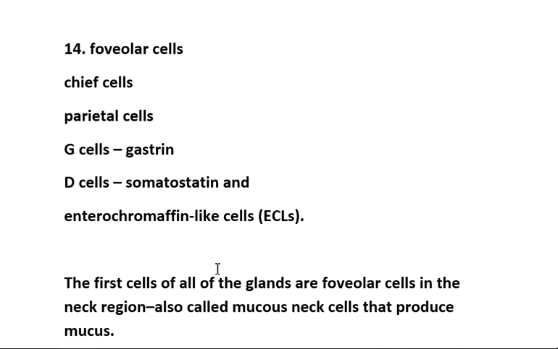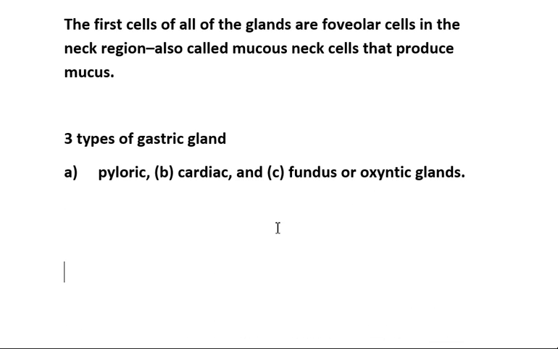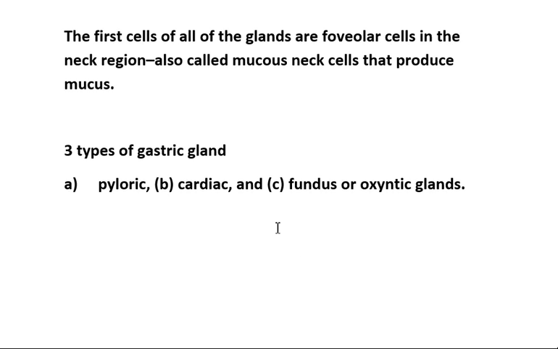Okay, so the cells in the gastric glands are foveolar cells, chief cells, parietal cells, G cells, gastric D cells (somatostatin), and enterochromaffin-like cells, which is called ECL. So I need you to pause the video and read this.